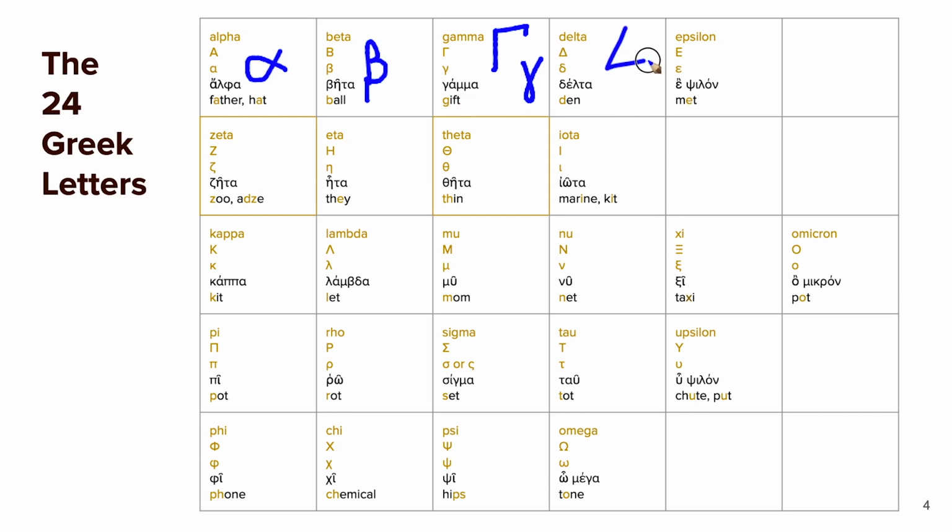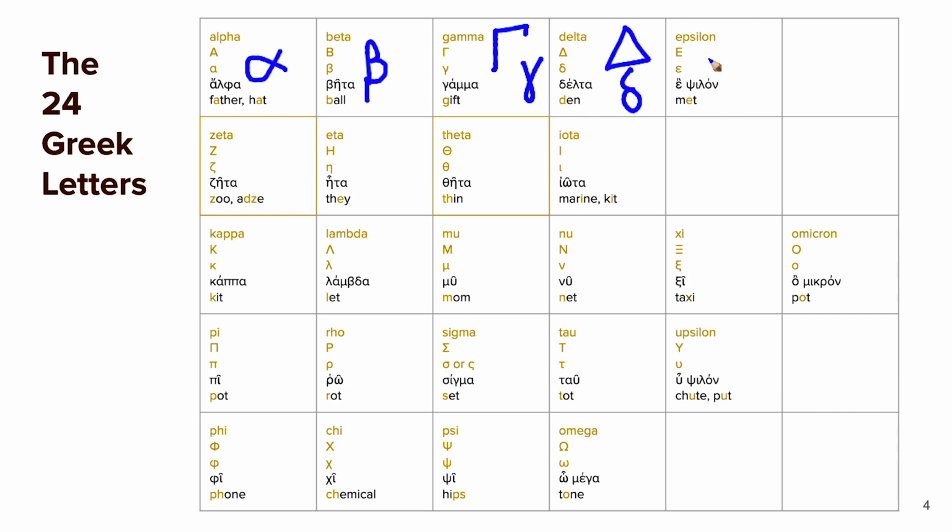Delta, capital delta, looks like a triangle, which you've seen probably in physics classes. Lowercase delta looks almost like a lowercase d in our alphabet, but a little bit more curvy. And it sounds just like the D in English, d, den.